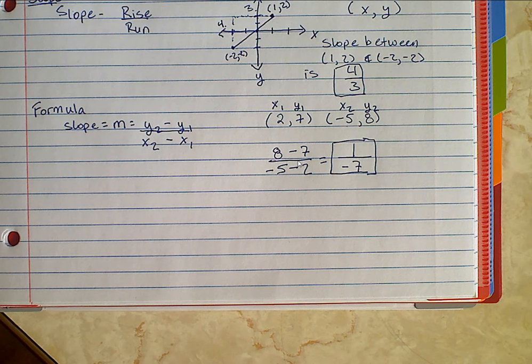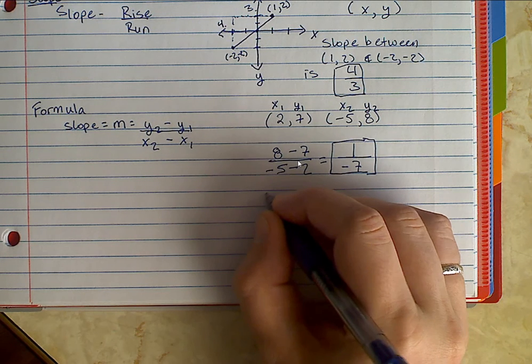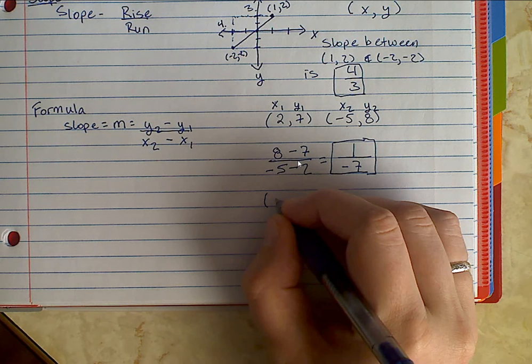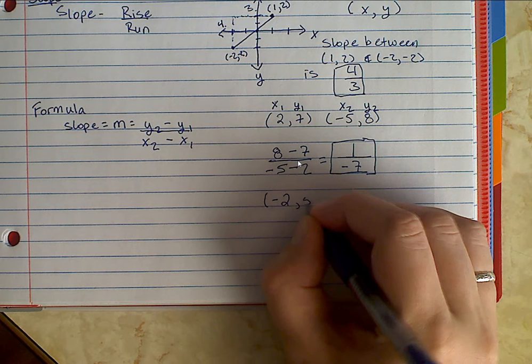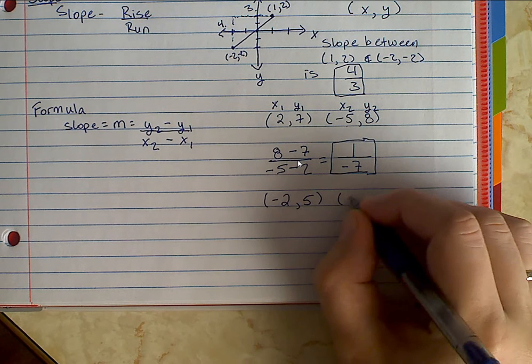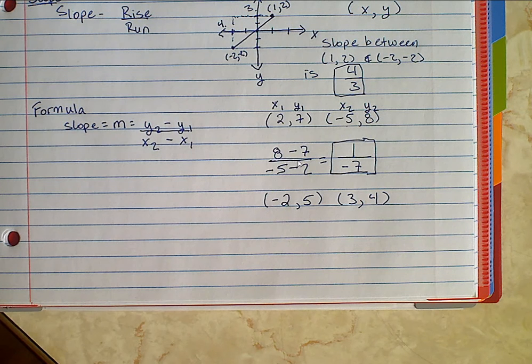All right. There's one more method I'm going to show you guys today. But before I show you that other method, I want you guys to try the formula on another set of points. This set of points here, I want you to try on your own, is going to be negative 2, 5, and 3, 4. Find the slope between these 2 points using the formula. When you feel like you've got it, raise your hand. I'll come around and check.